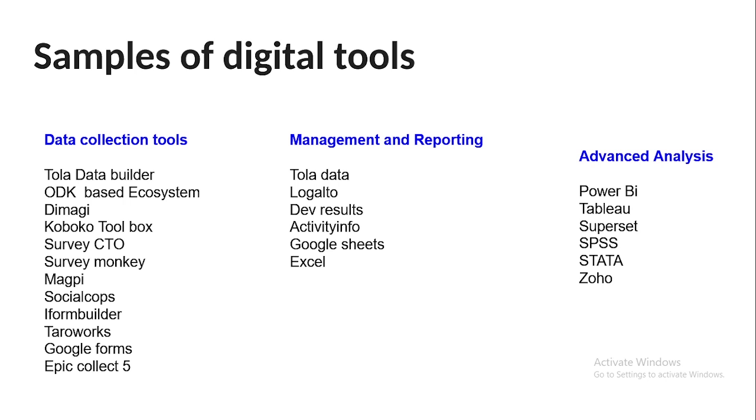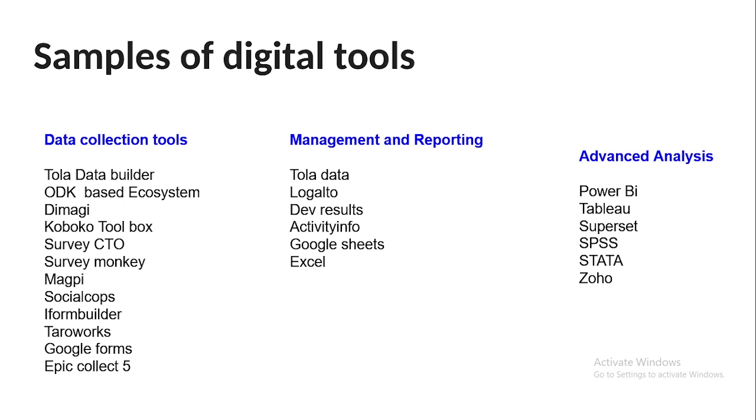Then in management and reporting, you can still use Tola Data to manage and report on your work. It has an inbuilt data analysis system which you can use to analyze the results and also report on them. Then we have LogAlto, we have ResultsAlto, ActivityInfo, and Google Sheets, where you can also analyze your data, manage and report. You can also use Excel to analyze and report on your data. KoboToolbox also has an inbuilt Kobo Excel analyzer, which you can use to analyze your data, visualize it and report on it.